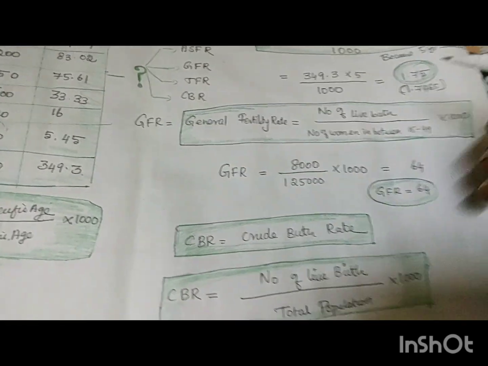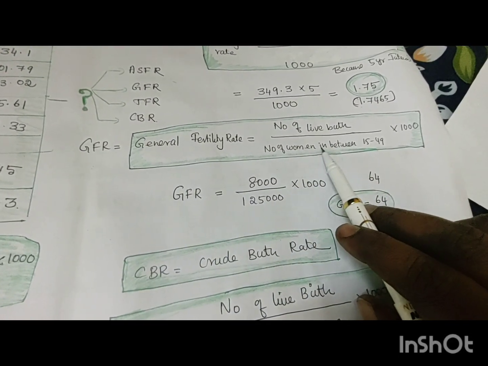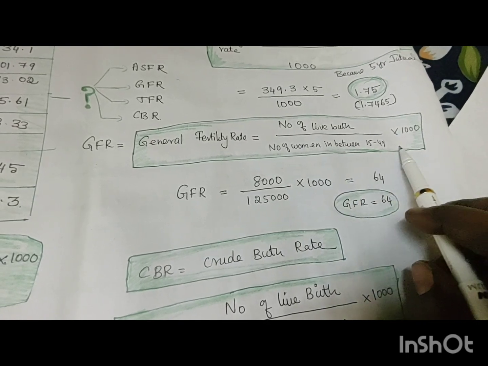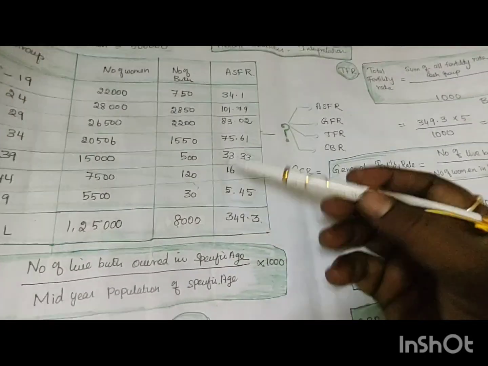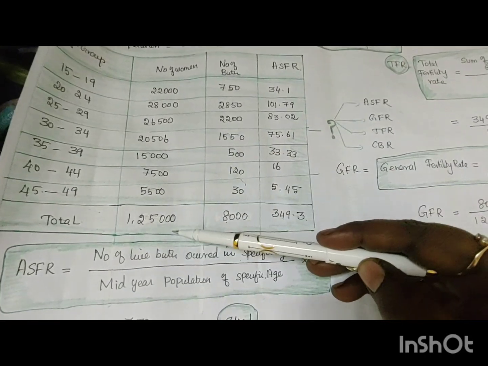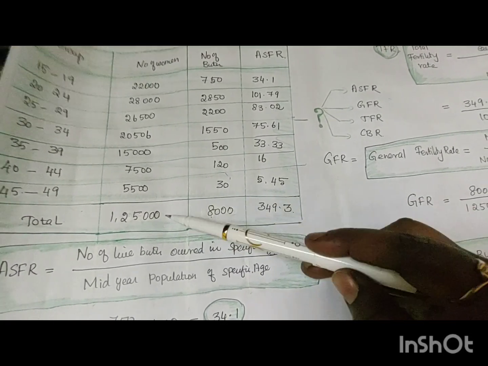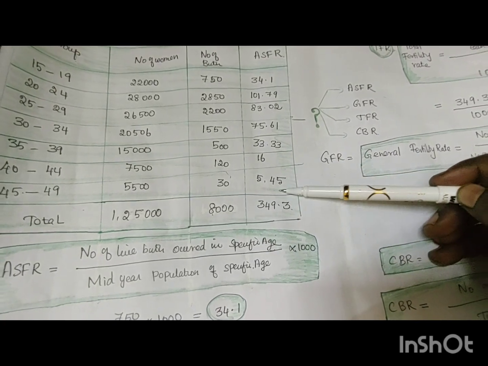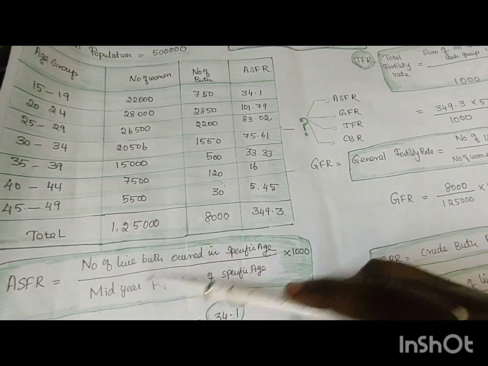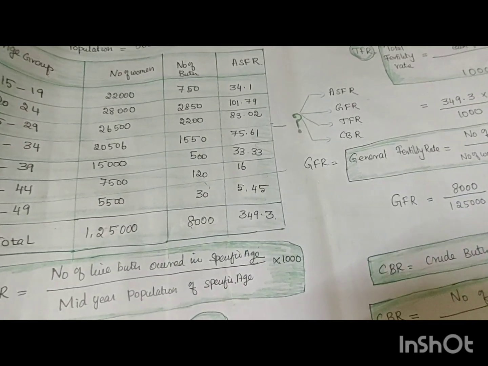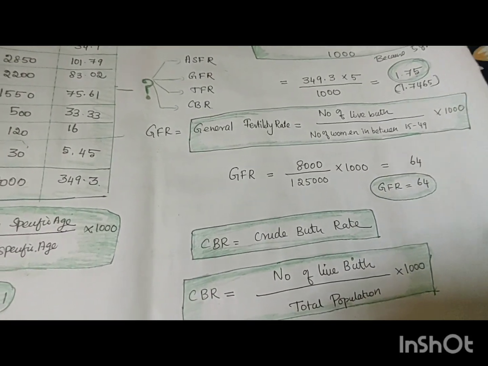This one is called the general fertility rate. What is the general fertility rate? Number of live births divided by the number of women between 15 to 49. This is the number of live births, and this is the number of women in the various reproductive ages from 15 to 49 years. So these two data have been collected. For total fertility rate, the ASFR data has been taken. But for general fertility rate, we take all the women and see how many births are occurring, into 1000. So GFR is 64.